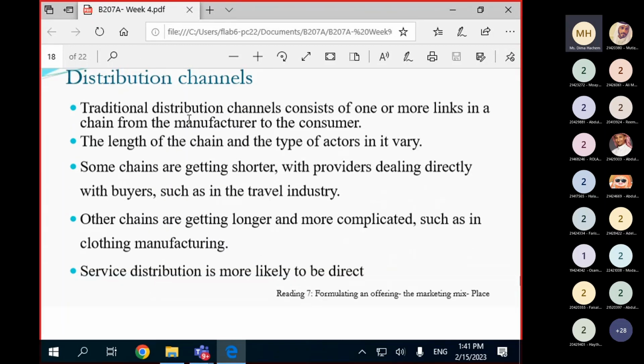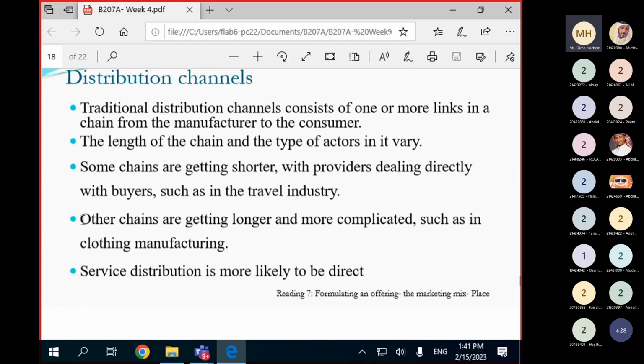So traditional distribution channels, the one that we have seen, consist of one or more links in a chain from the manufacturer to the consumer. So it starts from the manufacturer to the consumer. Some chains are getting shorter, with providers dealing directly with buyers, such as in the travel industry. When you buy your ticket from Saudi Airlines, you buy it directly from the provider. You don't go through intermediaries, right?